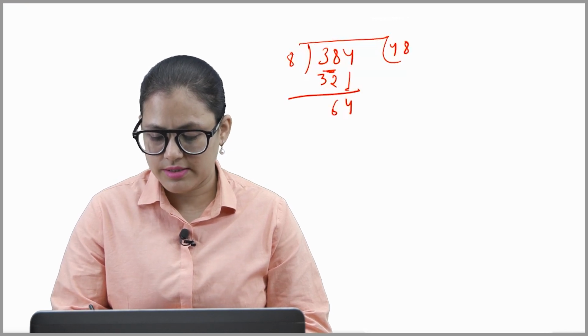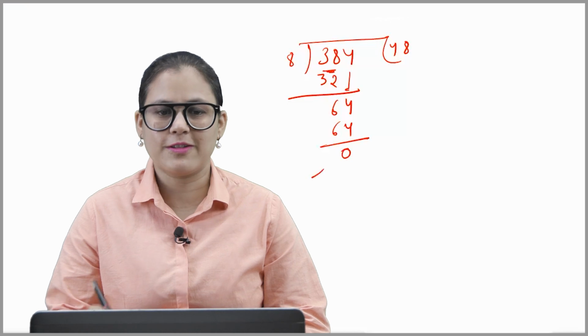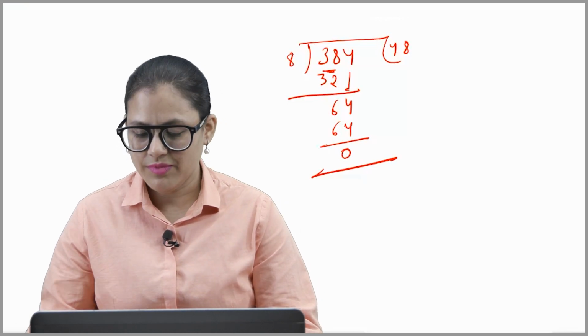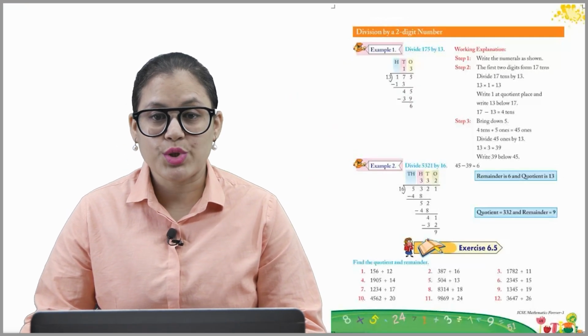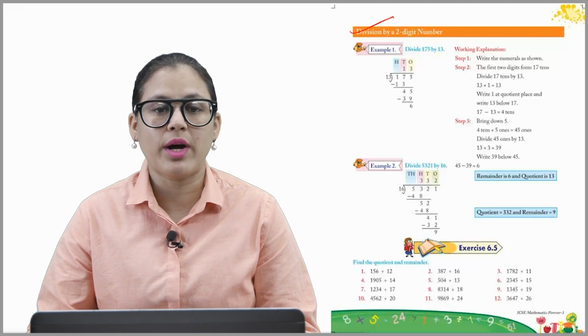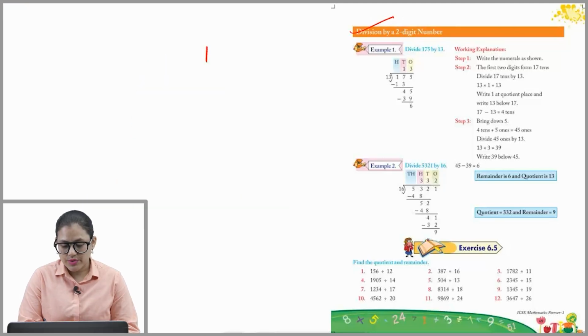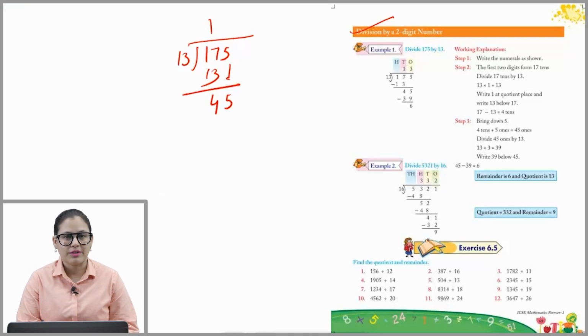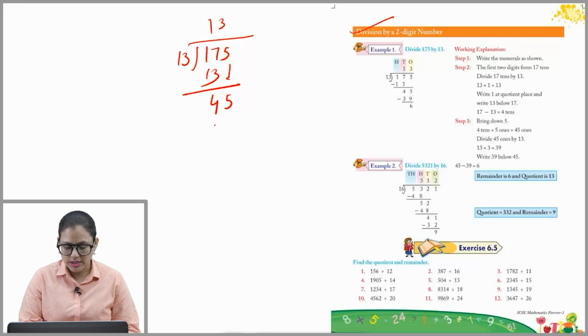8 8s are 64, and remainder is 0. Okay. Next, division by a 2-digit number. Here example 1 is you have to divide 175 by 13. Okay, so 13 ones are 13, 7 minus 3 is 4, and then we'll bring down 5. 13 threes are 39. 15 minus 9 is 6.